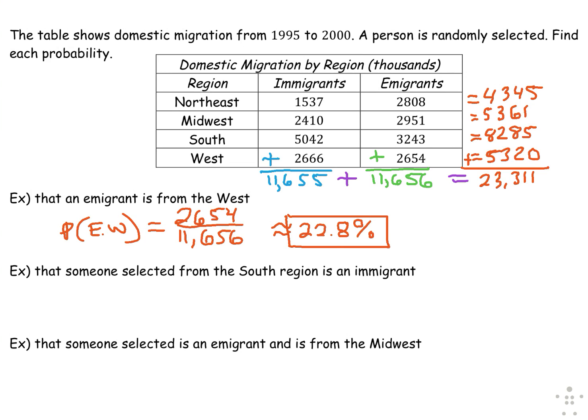In the next example, the probability that someone selected from the South region is an immigrant. So it's a different wording, but it's again implying dependent probability. So an immigrant given that they're from the South. So the target is a Southern immigrant. So Southern immigrant, so immigrant is the first column and Southern is the third row. So we want a numerator of 5,042. Now we're picking from the Southern region. So this time, instead of adding a column, we add the row for the South region.